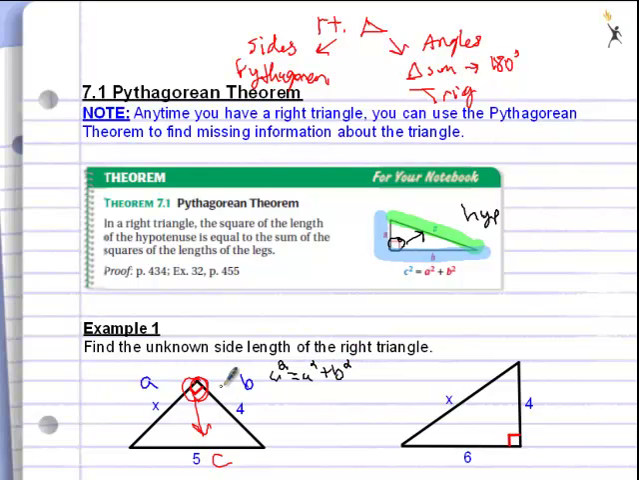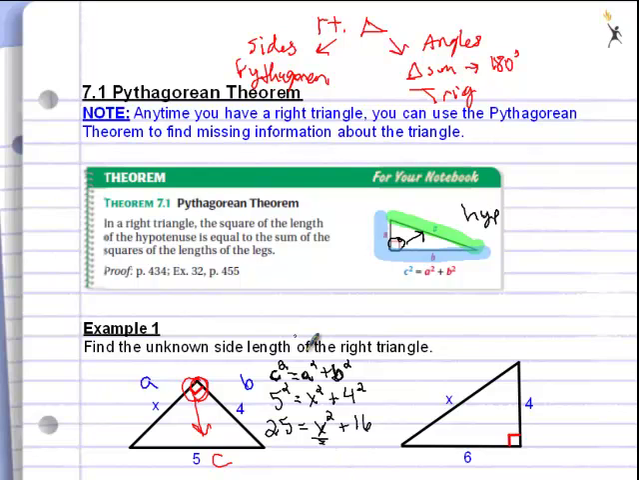Now that I have everything labeled, I have my formula, I'm going to start filling in all the pieces of information I have. I'm going to take out C and put in 5, take out A and put in X, take out B and put in 4. Now I have a problem I can solve. Now when I square something, I multiply it by itself. So when it says 5 squared, I'm multiplying 5 times 5, which is 25. 4 squared is 4 times 4, which is 16. And I'm still looking for X.